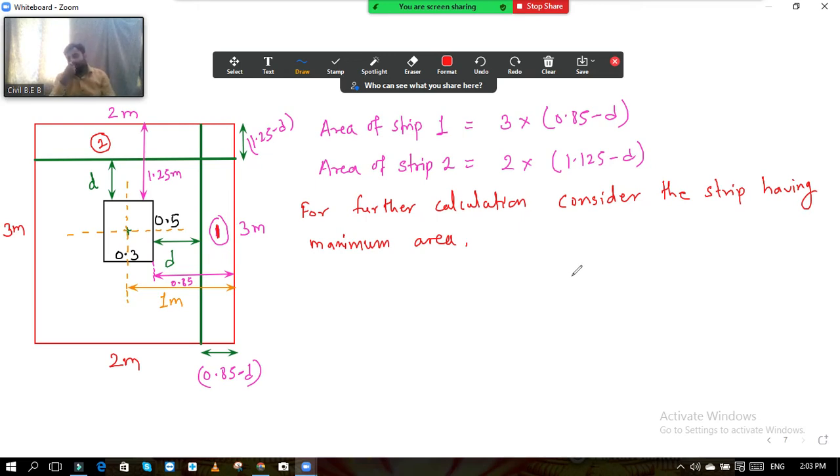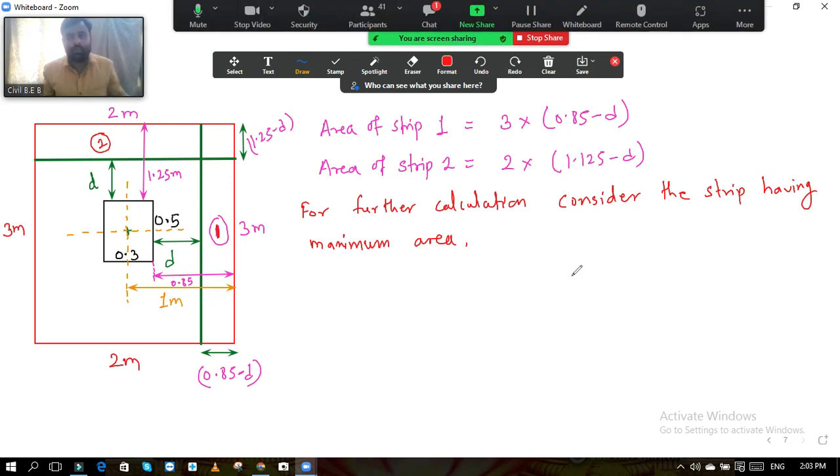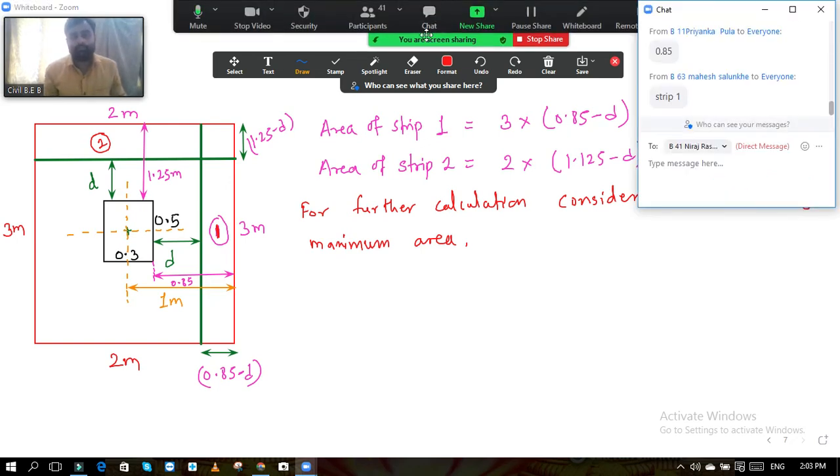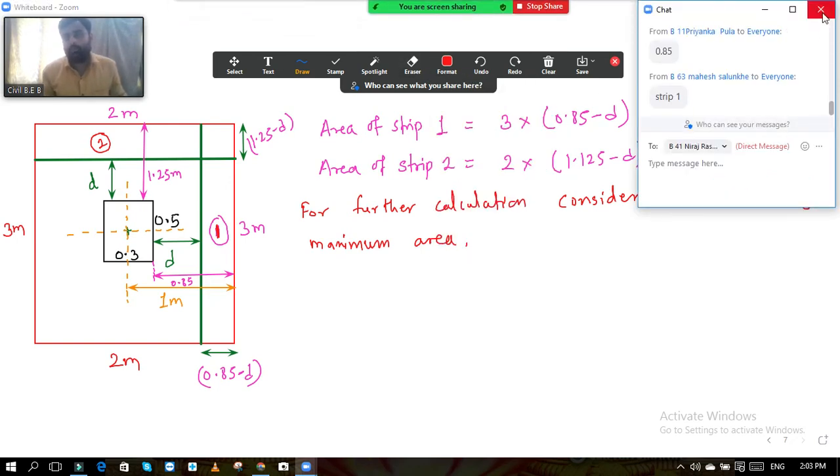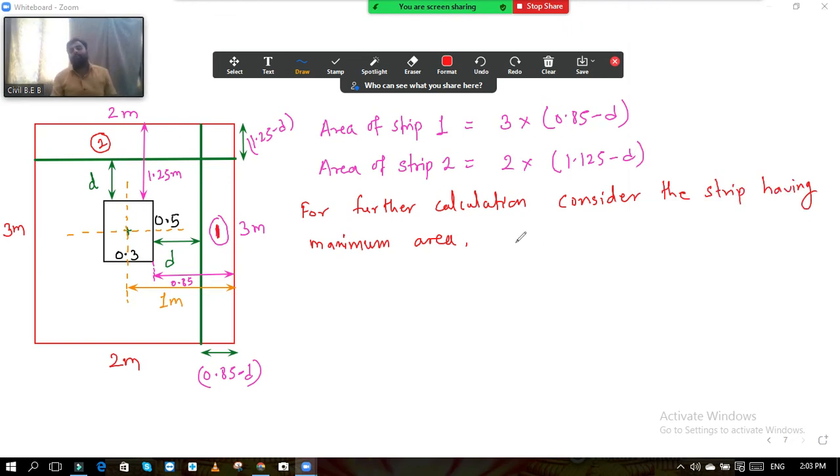Which strip is having more area? Strip 1 or strip 2? Strip 1. Okay, so strip 1 is having more area.